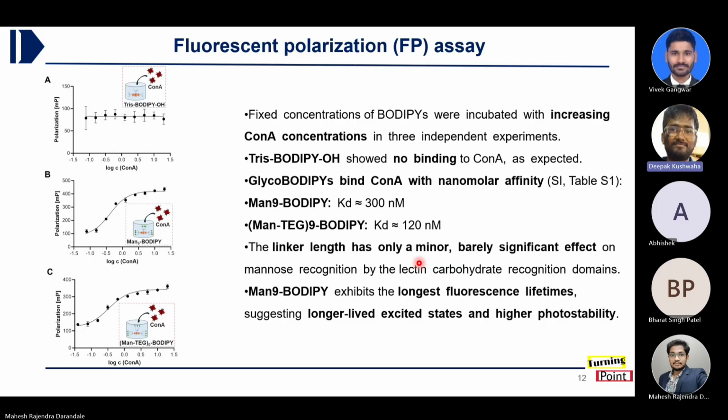Whatever we are understanding, whether that is correct or not, they have written here that the linker length has only a minor or barely significant effect on the mannose recognition. Then what is the meaning of this mannose 9 BODIPY and mannose TG 9 BODIPY KD? Both are having almost double KD. One is 120, one is 300.